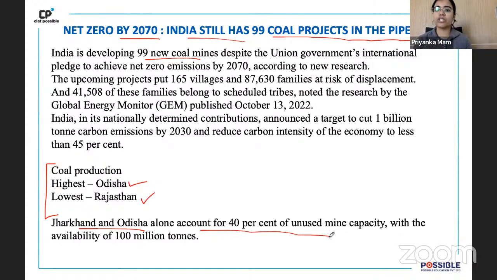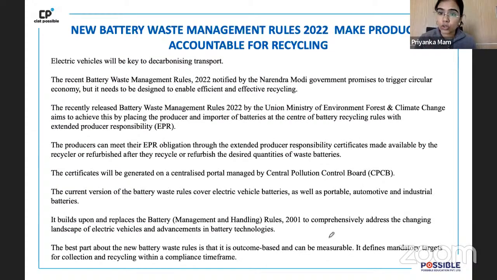And Jharkhand and Odisha की अगर हम बात करें, they alone account for 40% of the unused mine capacity, जहां पे upcoming projects की तुम बात कर रहे हो. So अगर इतने upcoming आपके projects हैं which are to do with coal, then how are you going to keep in line with your promise of net zero emissions, is what this article was all about. Then is your new battery waste management rules.